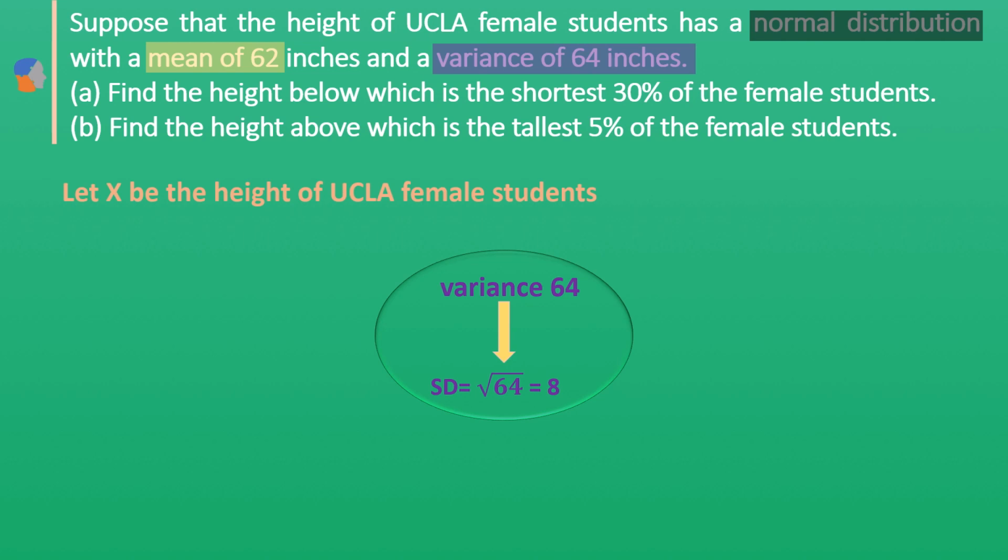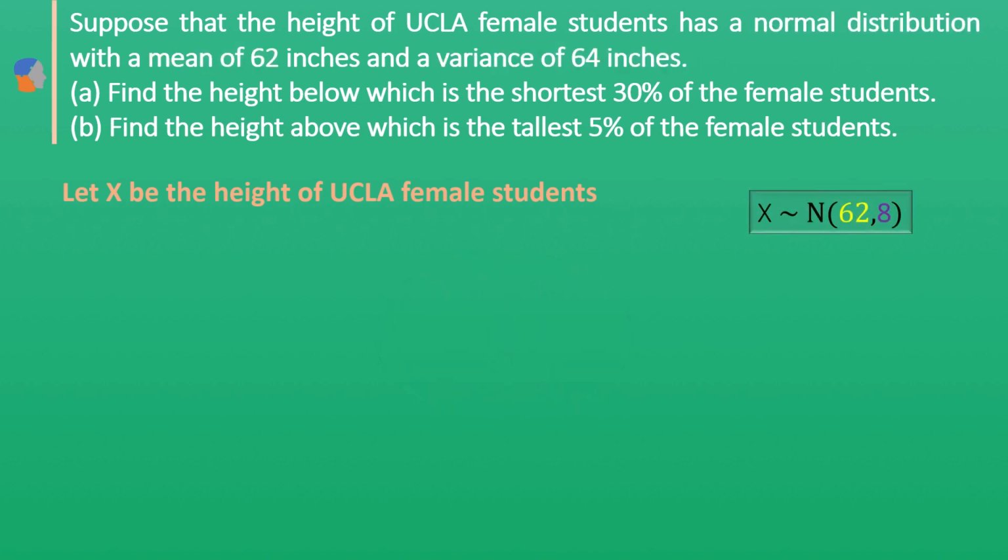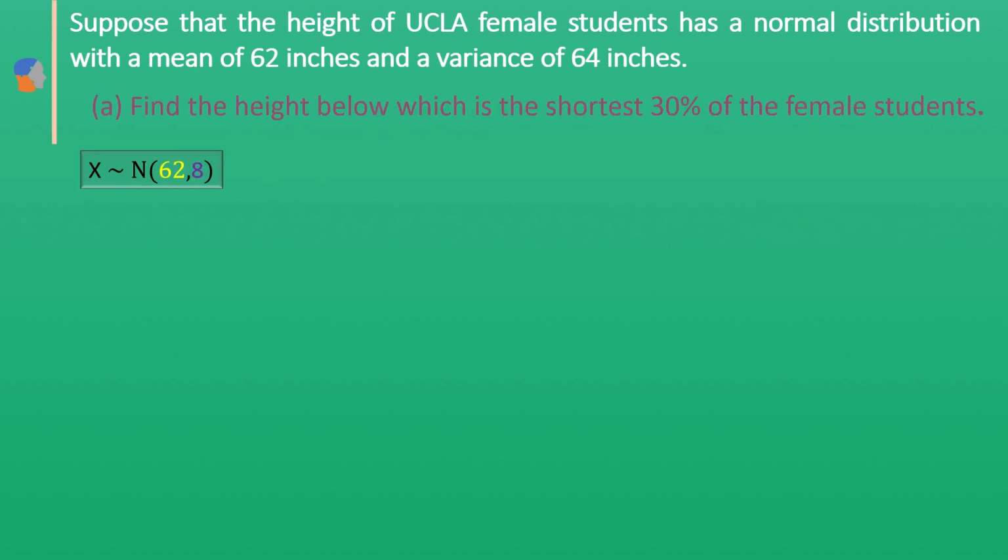Now we can write this information in a mathematical notation. That is, x is the random variable, normal distribution with mean 62 and standard deviation 8. Now go to part A. Find the height below which is the shortest 30% of the female students.